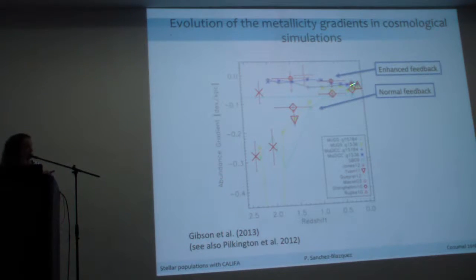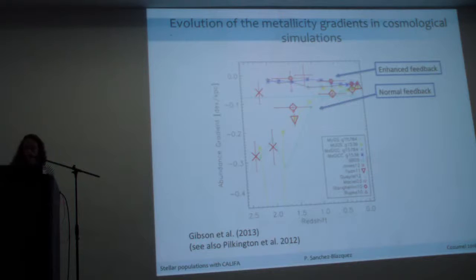The one with normal feedback, you obtain a very steep metallicity gradient at high redshift, and then a strong evolution. And the one with an enhanced feedback, where you also put some radiation pressure from the massive stars, predicts a flat metallicity gradient at high redshift, with very mild evolution. So we thought that it could be a very nice constraint for this poorly known stellar feedback in simulations.